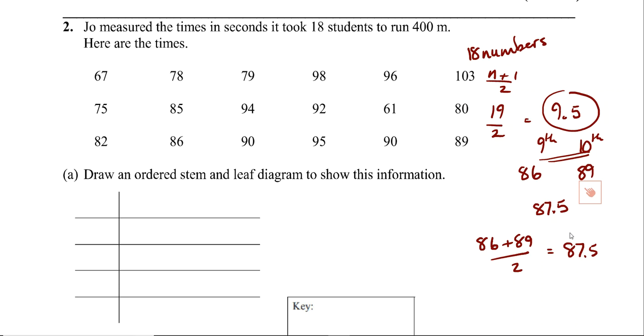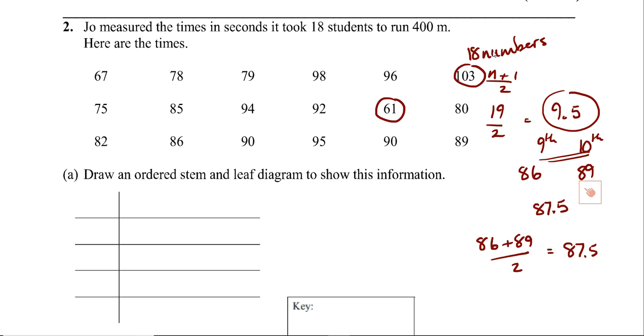Is 9.5 within the range? Exactly. You've obviously done all this before. What is the lowest number? 61. And what's the maximum number? 103. So the median, or any of the averages, must be somewhere between 61 and 103. The average, whichever one I choose, must represent that data. 9.5 in no way represents that data.